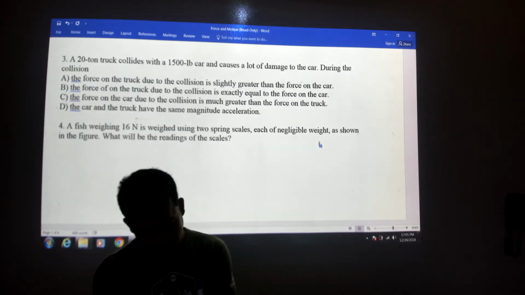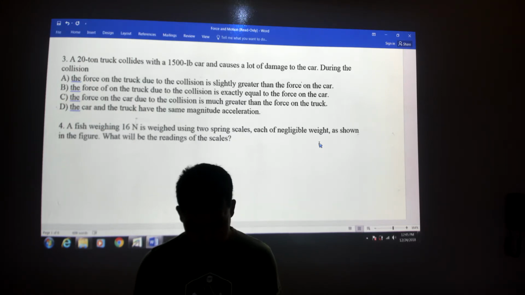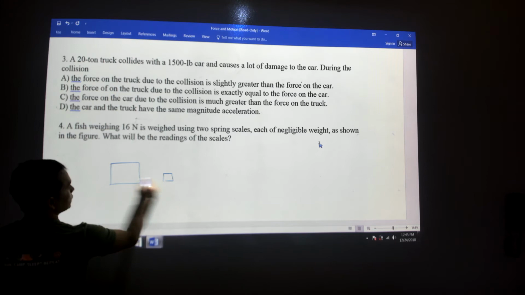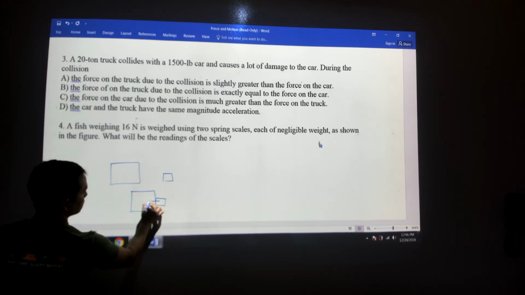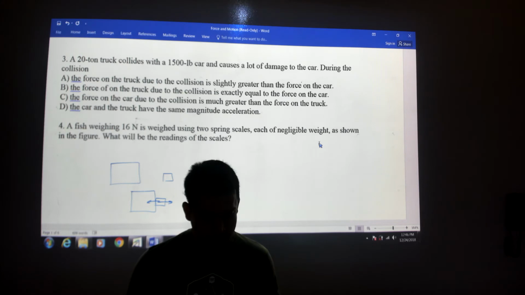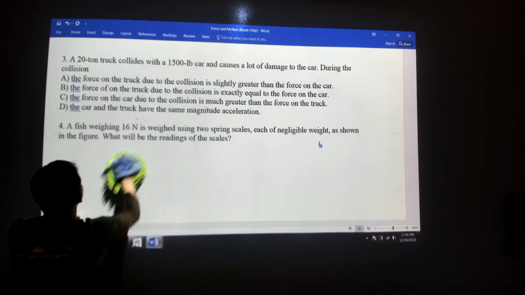So on the number 3 problem, you have a truck which collides with a car. During the collision, which one exerts more force? According to Newton's third law of motion, the truck and the car during the collision exert an equal amount of force. So if you have a big truck here, and this is a car, when they collide, they exert equal and opposite force. So the force on each of them should be equal. So the correct answer is B. The force on the truck during the collision is exactly equal to the force on the car. So this is a pretty simple problem.